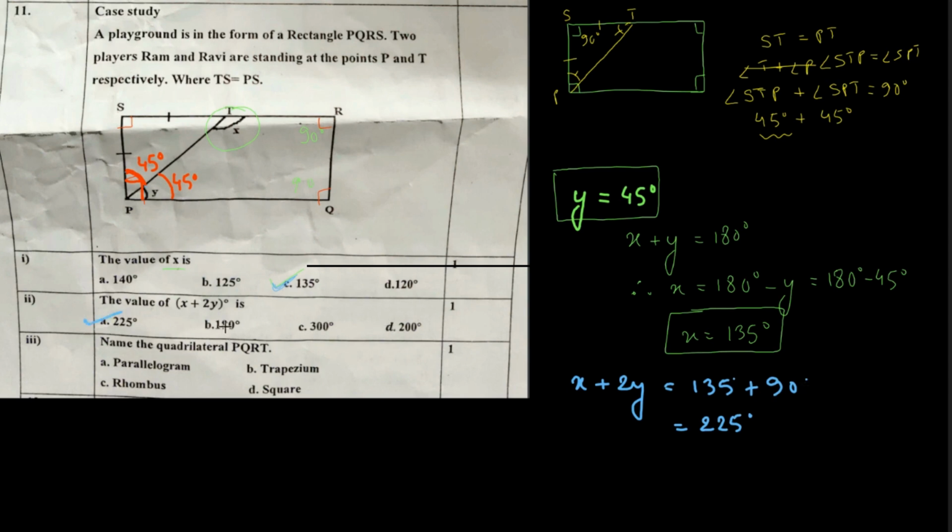Then it says name the quadrilateral PQRT. PQRT. So now if we look closely, this is a trapezium, right? Because it has two parallel sides. So it's a trapezium. Looking at the next question. So we have the next question here. This is the last 3 mark question. So okay, just let me pause for a while here.